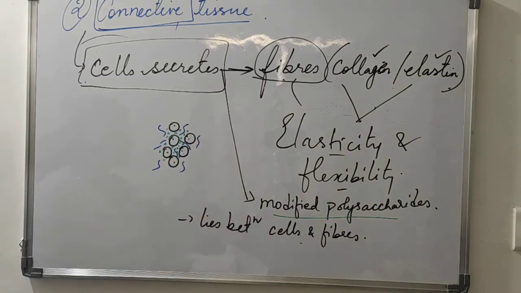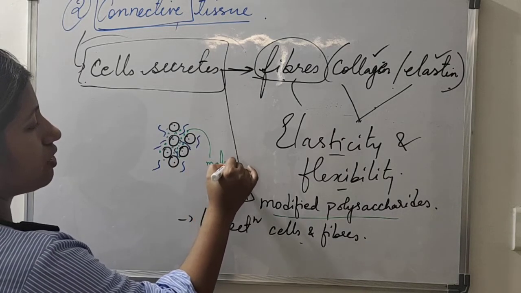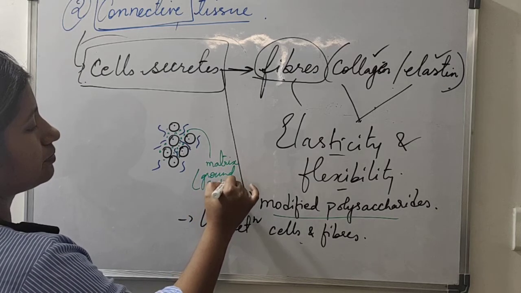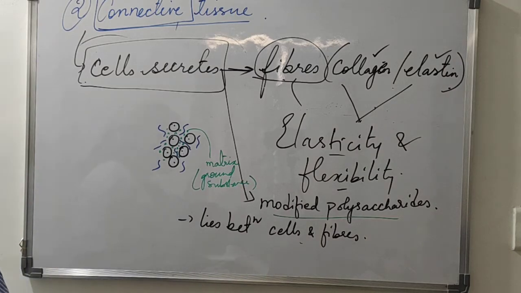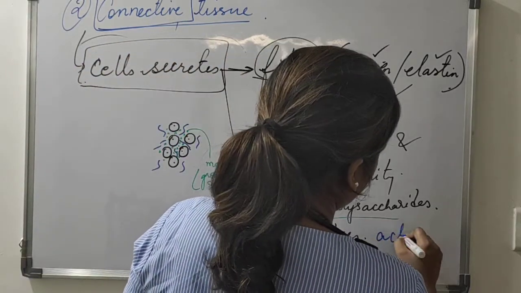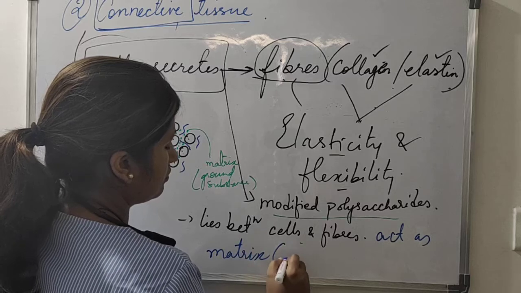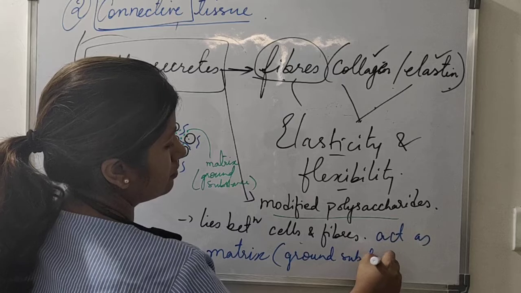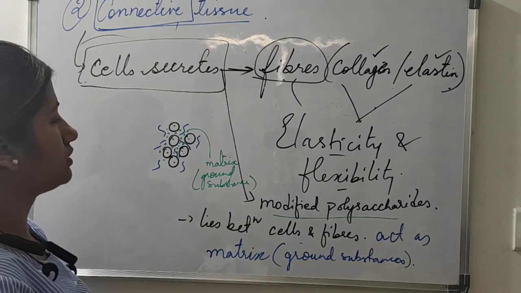And they act as a matrix. Here they act as a matrix, or ground substance. So they lie between the cells and the fibers and act as a matrix, known as ground substance. So that is ground substance.